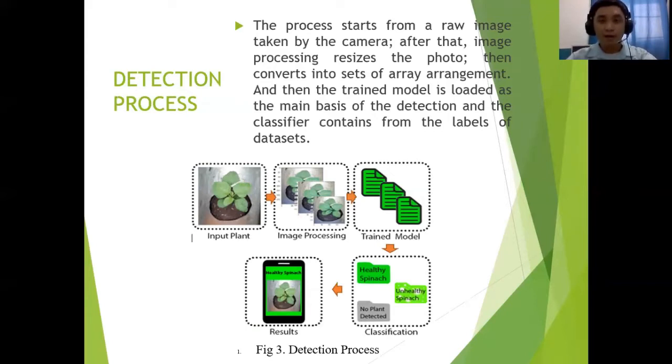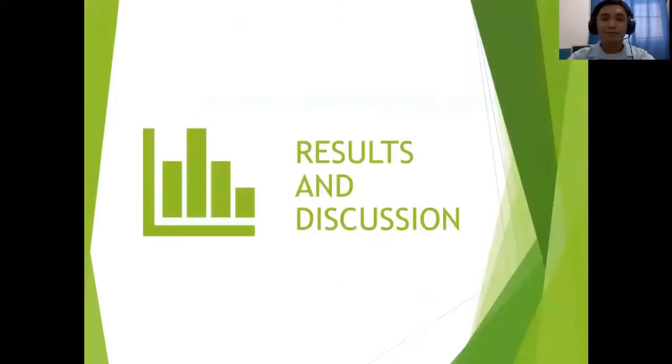Once converted into arrays, the training model loads the basis of detection and the classifier that comes from the labels and datasets. Then it will transfer to the classification, which will identify which category of the dataset it is, so if it is healthy or unhealthy spinach or no plants. Once identified, it will output to the mobile application, what we call the Spyman app.